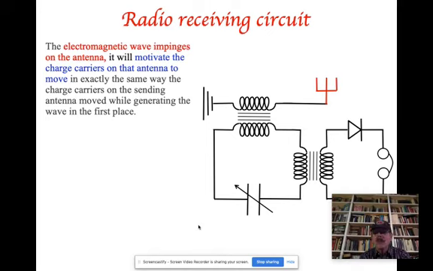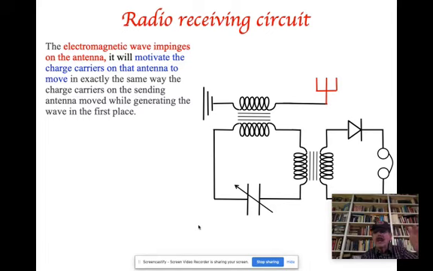And this is where things get really pretty cool. So think back to the sending unit. What you had at the sending unit was this oscillator that was oscillating at really, really high frequency. You put information on that signal, used a transformer to get it onto an antenna. And what happened on the antenna is that you had charge carriers that were jiggling in such a way as to generate this electromagnetic wave that moved out.